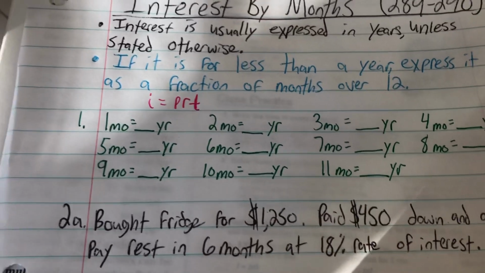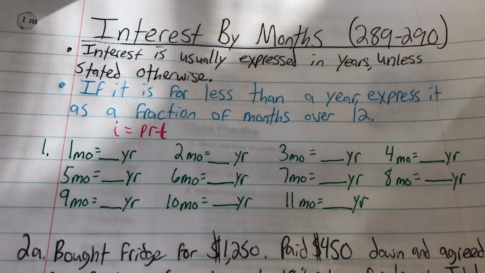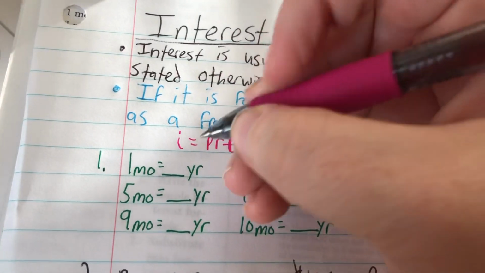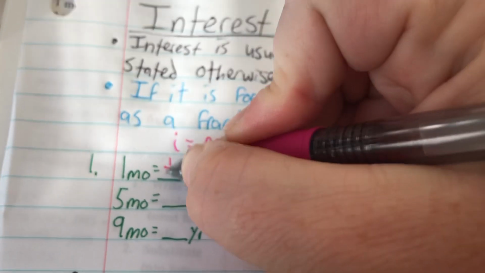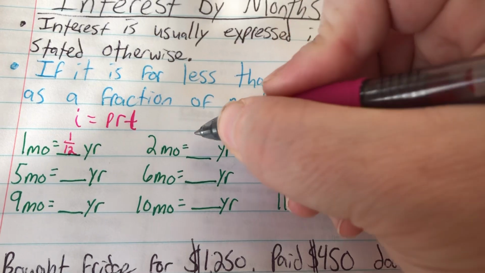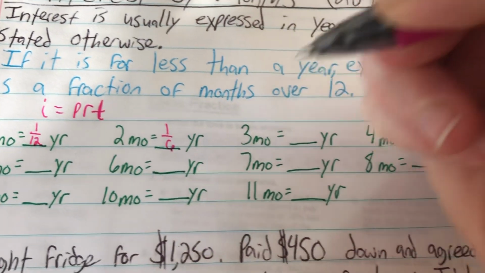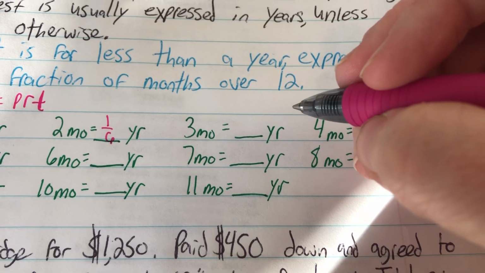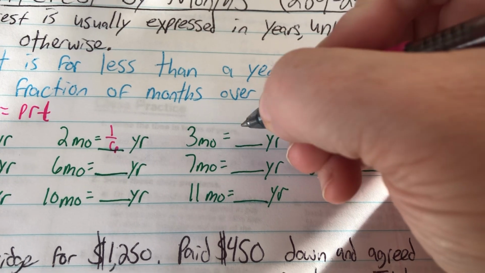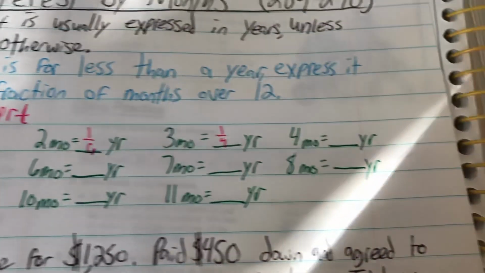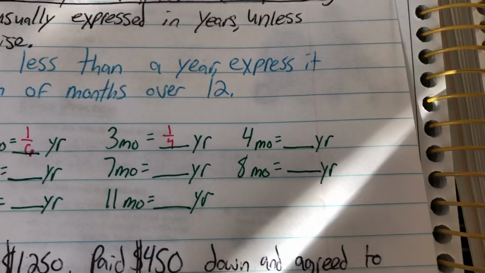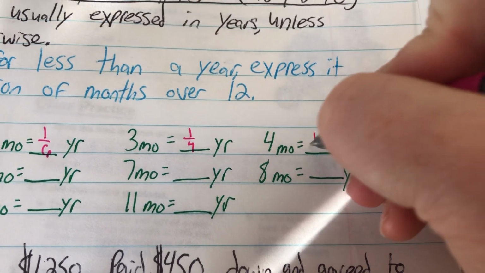Number one wants us to figure out how we would express these amounts of months as years. So we just make them as a fraction. We might have to simplify some of them though. 1 month would be 1 over 12. Can't simplify that. 2 months would be 2 over 12, which you can simplify into 1/6. 3 months would be 3 over 12, which can be simplified into 1 over 4. 4 months would be 4 over 12, which can be simplified into 1 over 3.